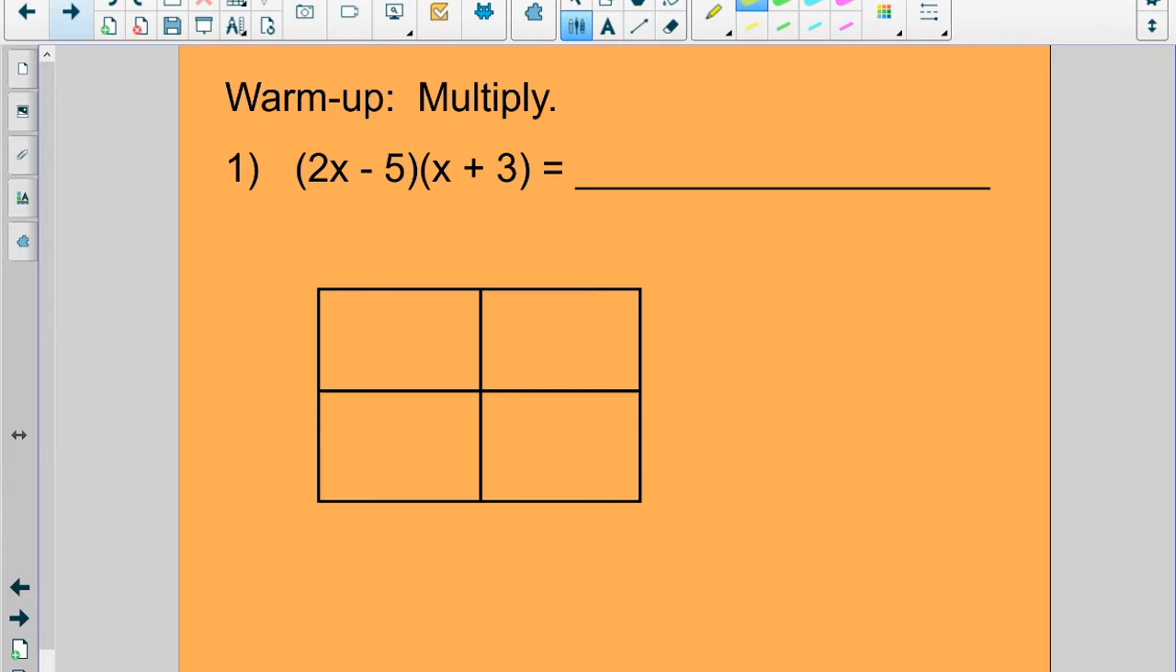So to kind of see how this works, what I'd like you to do is pause the video and just do a little practice problem. Multiply together 2x minus 5 times x plus 3 using the area model.